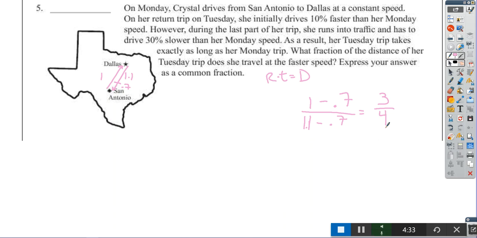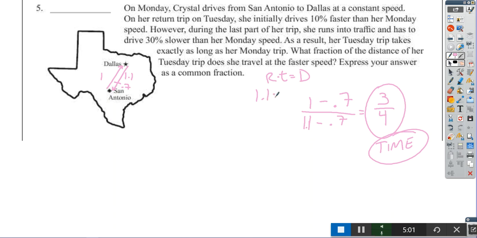But isn't it just asking what fraction of the distance? Oh, so this is telling me the time. That's not 3/4 of the distance. Right, this is 3/4 of the time. Now I know the rate. I know the rate is 1.1 for the faster part, right? So my rate is 1.1, and I'm going to multiply it.